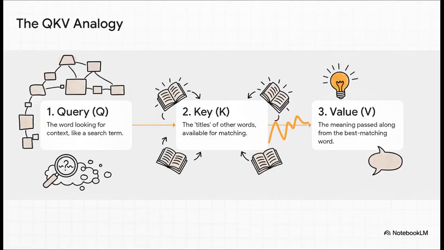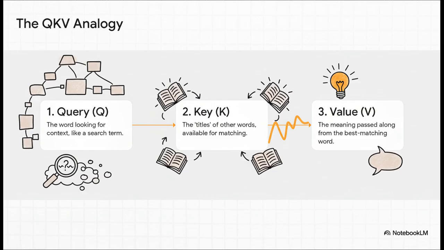Okay, a great way to wrap your head around this is to think of it like a web search. For every single word, the model creates 3 things: a query, a key, and a value. So the query is the word that's looking for context. That's your search term. The keys are like the titles of all the other words, kind of advertising what they're about. The model compares the query to all the keys to find the best match. And once it finds one, it pulls the value, the actual useful info from that word.